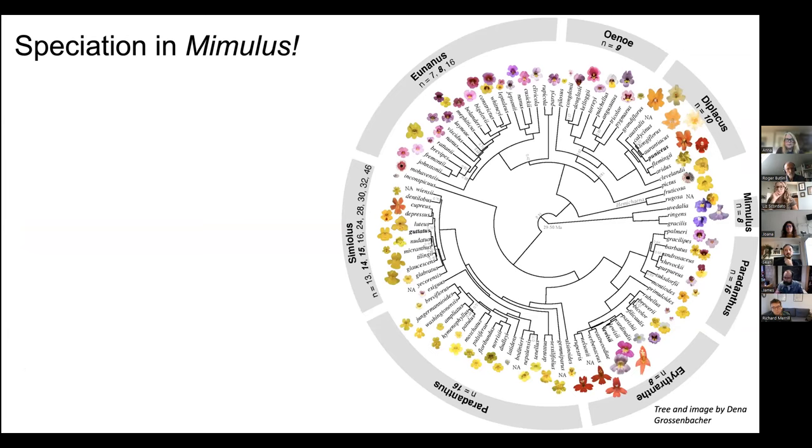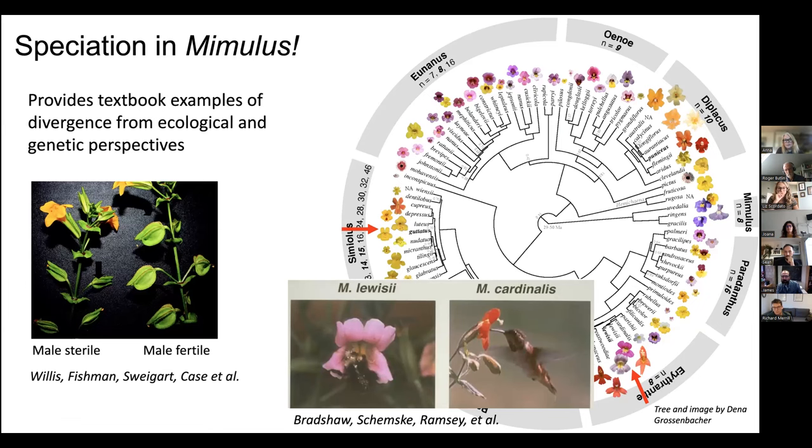And this is a nice figure from Dina Grossenbacher that shows some of that diversity on the phylogenetic tree. And I'm going to give you an idea of a map of some of the studies that we've done recently. We know that Mimulus has these textbook examples of divergence from both an ecological and genetic point of view. So the Mimulus lewisii and cardinalis pollinator isolation and ecogeographic isolation that Doug Schemske, Justin Ramsey, Toby Bradshaw, and others have worked on, at one end. And then things like cytoplasmic male sterility and Dobzhansky-Muller incompatibilities, chromosomal rearrangements that you find in guttatus and some of its relatives.